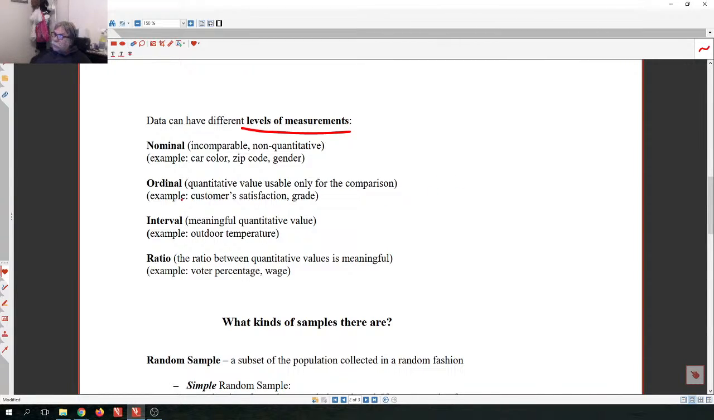Now, the first level of measurement that is numerical is the ordinal level of measurement. You can see that very often in customer satisfaction surveys. Grade is something like that.